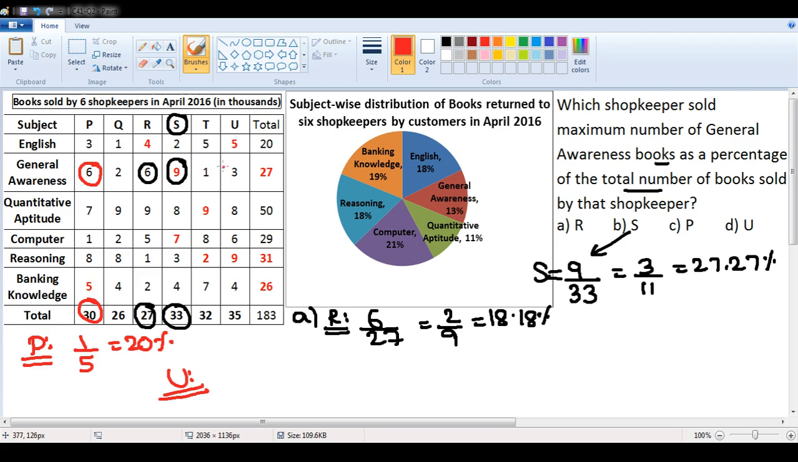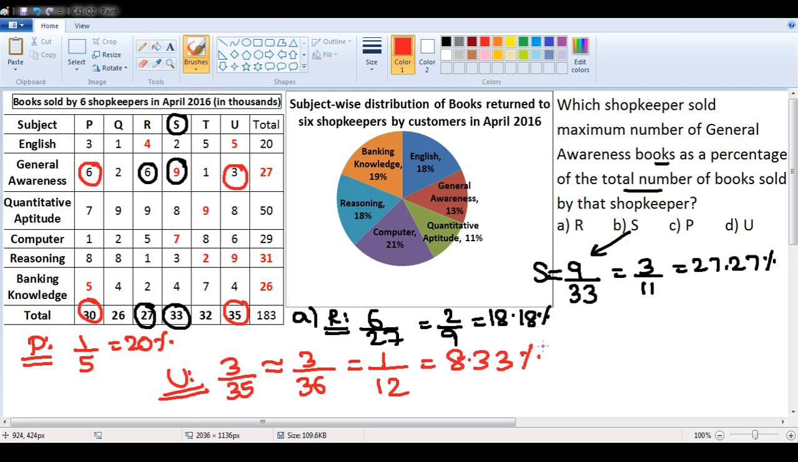U is nothing but 3 out of 35. 3 out of 35 will be equal to, if I approximately take 3 out of 36, which is 1 by 12. 1 by 12 is 8.33 percentage. The maximum is S. Answer is S. I hope the idea is clear. Maximum is S.